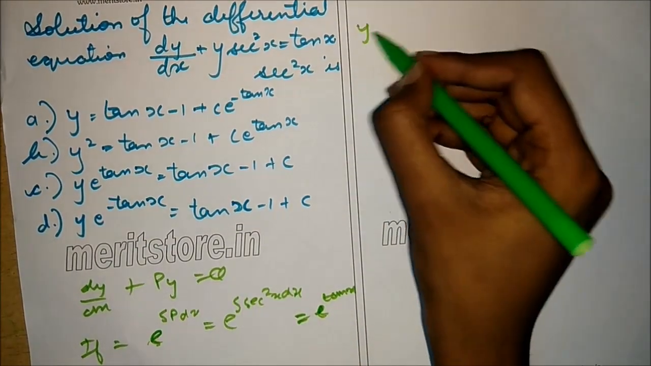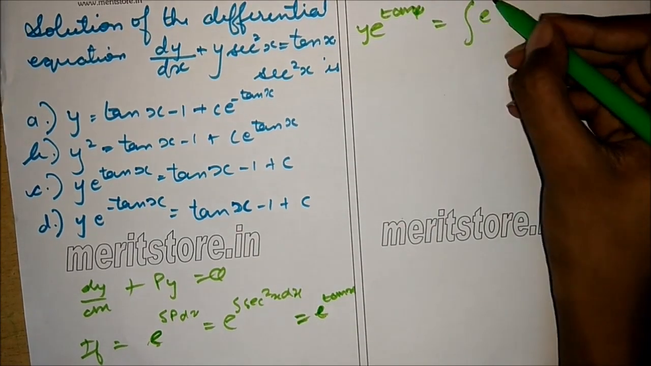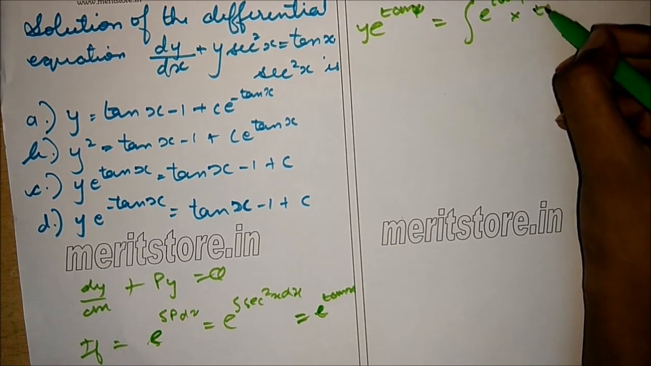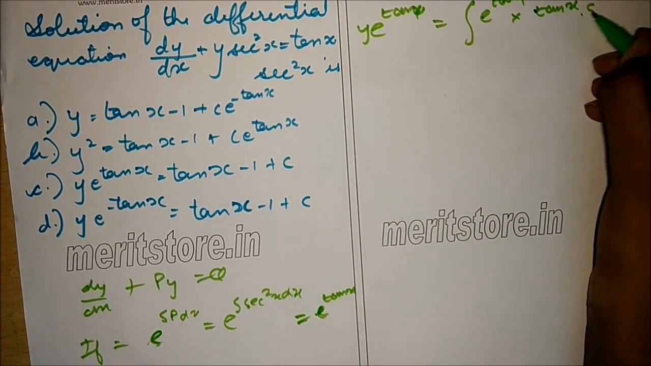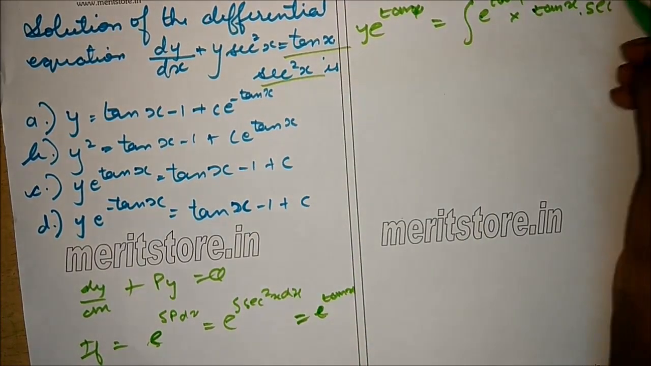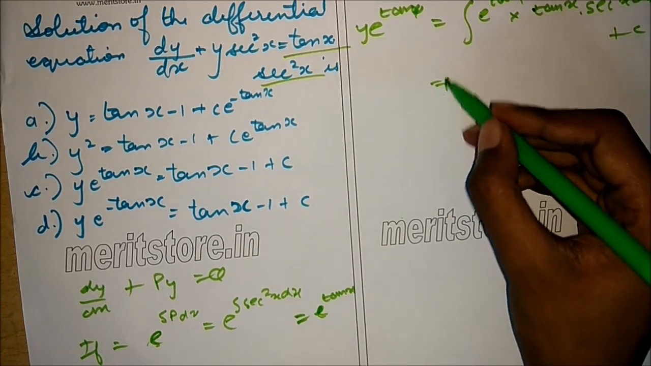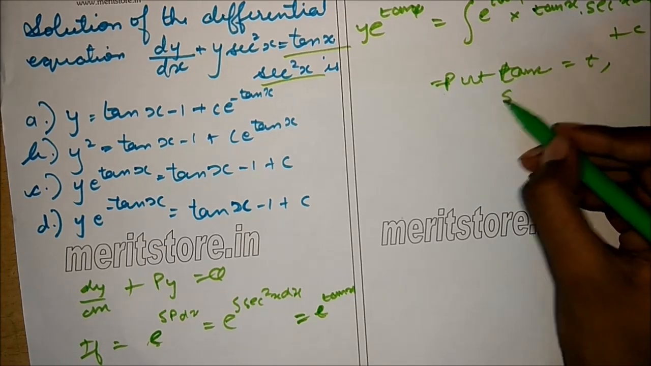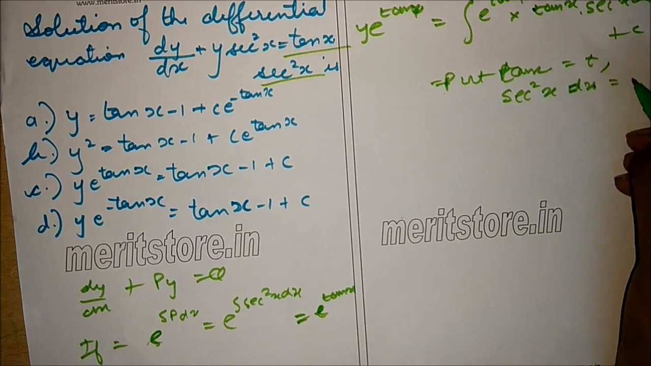So the solution will be y into integrating factor e raised to tan x is equal to integration of e raised to tan x into tan x into sec square x, since q is tan x sec square x, dx plus c. So now we integrate this, put tan x equals t. So sec square x dx will be dt.